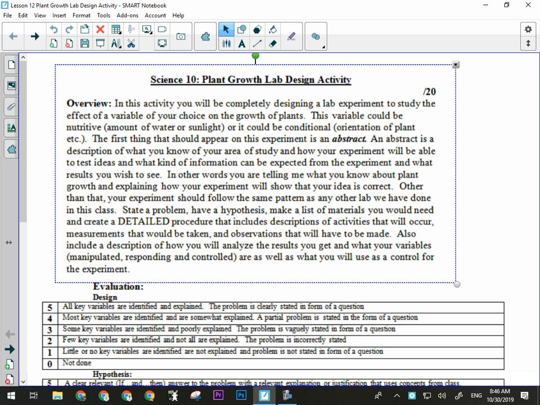If I'm doing my experiment on the amount of light a plant receives, I need to make sure that I'm controlling the other things, like what kind of plants they are. I can't test exposure to light on a carrot, a turnip, and a pumpkin. They're different plants. They grow at different rates. I have no basis for comparison. So I need to make sure I'm controlling all the other factors that affect plant growth, and so you'll need to mention that in your procedure.